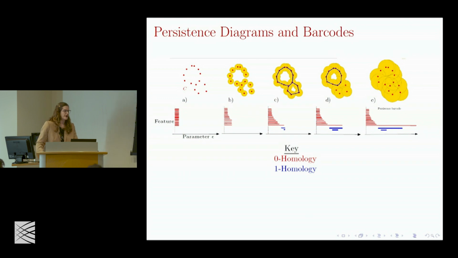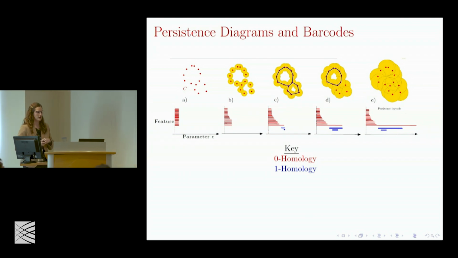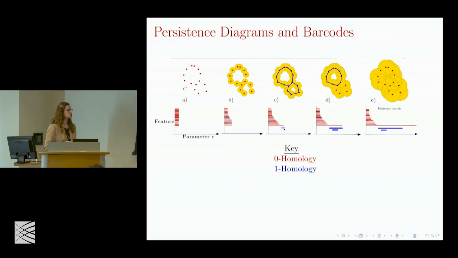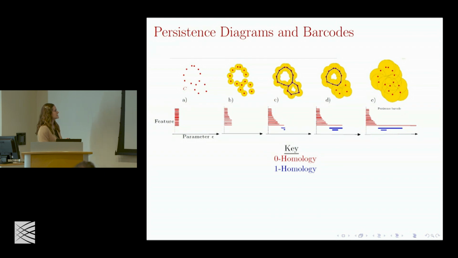Beautiful. Okay, so when we're doing our persistent homology, we start with a point cloud of data. Points in space, that is our C. In our barcode, you see that we have a single bar for every single one of these points. And this is for the 0 homology. Every point starts out as its own connected component.